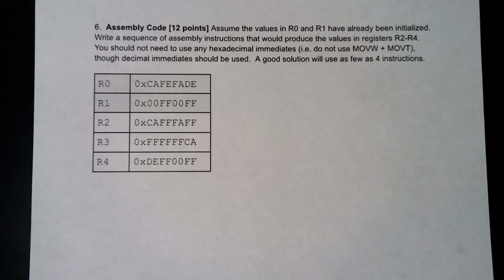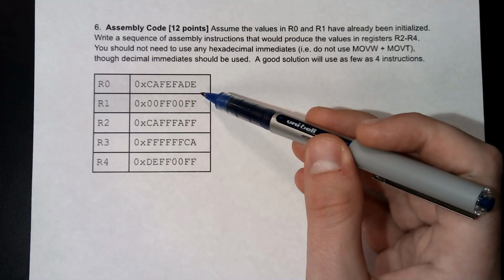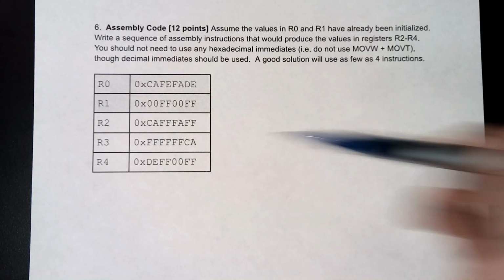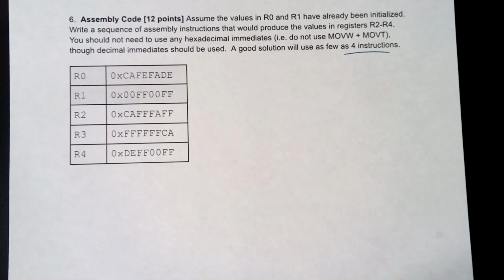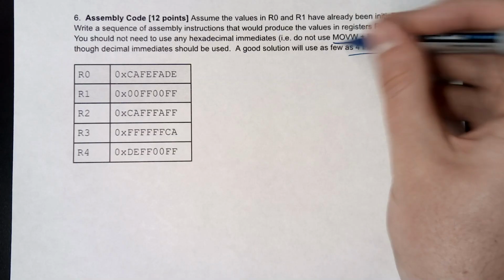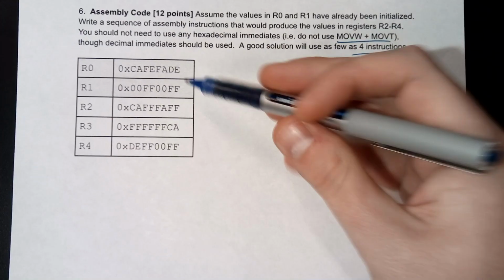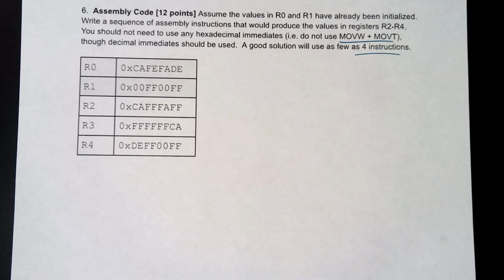Okay, final question from the 2022 exam. Here we're looking at a couple of values and we're trying to use logical or move instructions to get the values in registers 2, 3, and 4. So we're starting with these two values, and we're trying to get these three here. We're asking you to write some small set of instructions, not to just put the values in with MOVW and MOVT, right? So we're asking you to basically combine these values using the instructions you know.